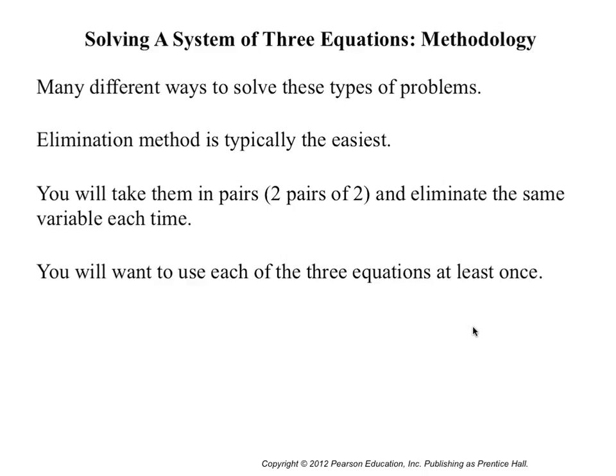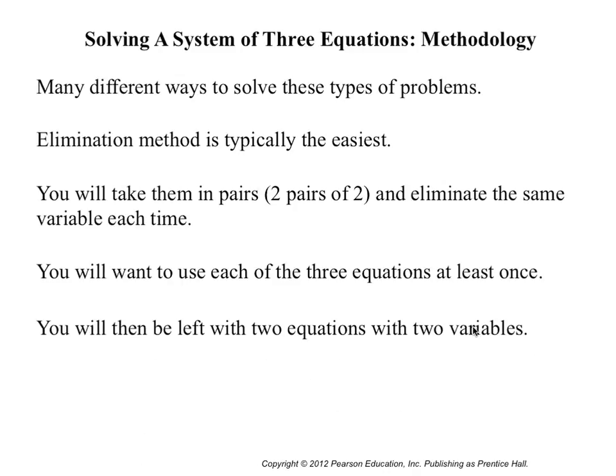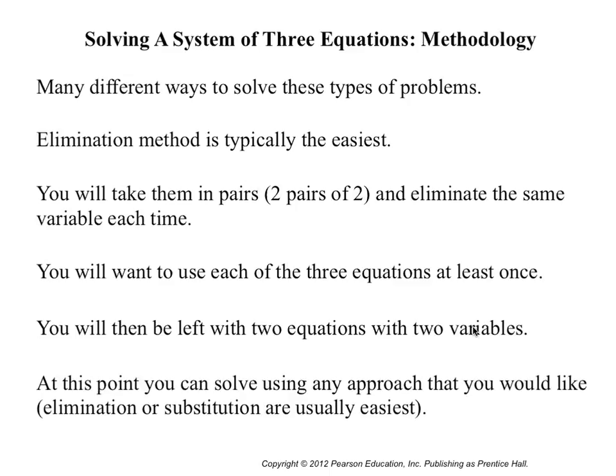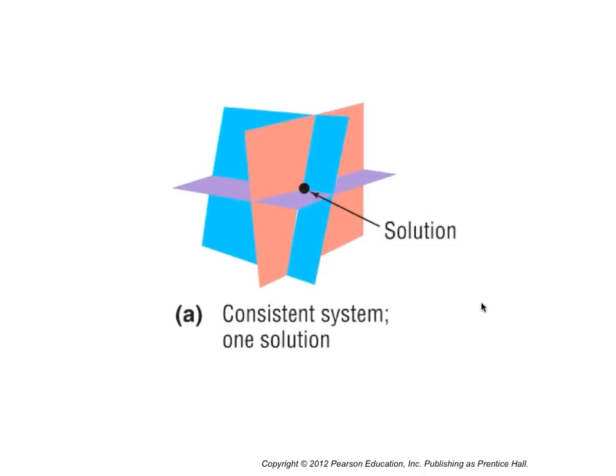In addition to that, you need to use each of the 3 equations at least once. So if you use the first 2 equations for your first pair, then you have to use that 3rd equation as part of your next pairing. Then you'll be left with 2 equations with 2 variables, which you should now be very familiar with. At that point, you can use any approach that you'd like. Elimination or substitution are normally your best bets. And then, of course, you want to check by substituting into all of the original equations.